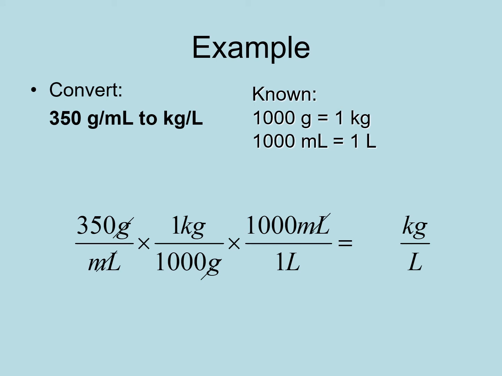Now I'm going to be left with kilograms over liters, which is what I was asked to find. All I have to do is the math. The 1,000s will cancel out as well, and so will the ones, and so the answer is simply 350. But you must have your units, kilograms per liter.